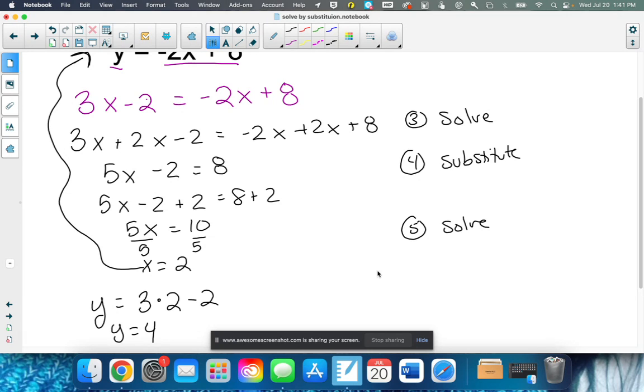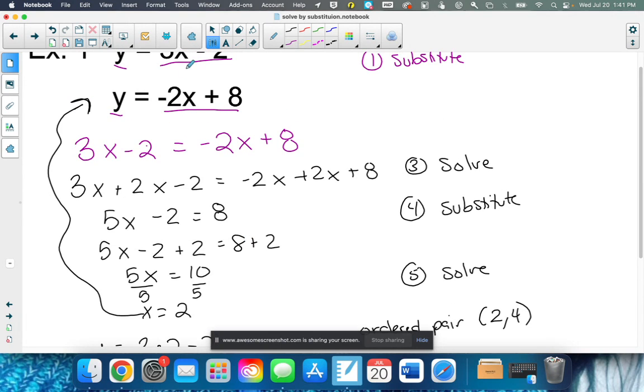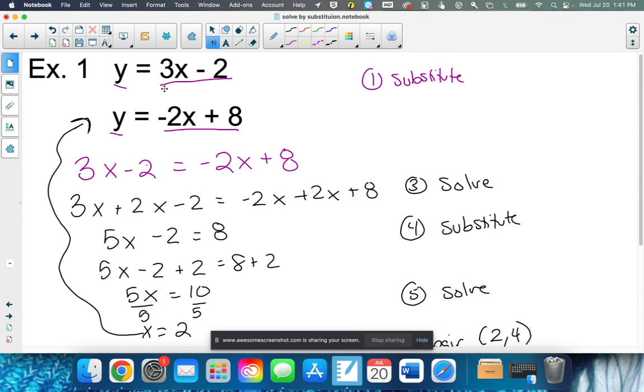The only thing I have left is to make sure I write my answer as an ordered pair, because it is a specific point, an x and a y value, that solves this. So my ordered pair point is 2, 4. So for both of these equations, what I am saying is that when x is 2, y will be 4. And if I were to graph them, that is where they would intersect.